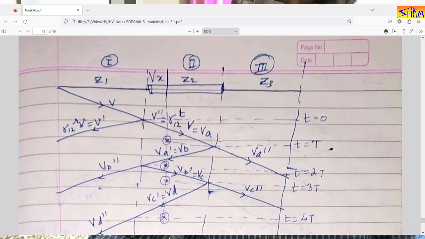So here, let us say this voltage wave reaches this junction at time t equal to 0. Let us say capital T is the time required by the voltage wave to travel the entire length of this cable.